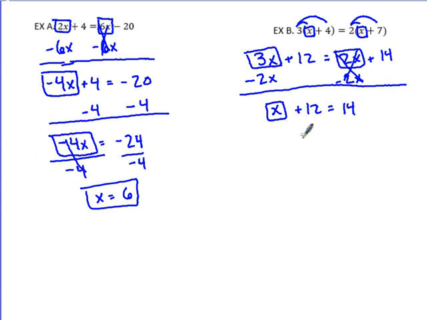All right, the opposite of what's outside the box, so minus 12 from both sides, and I am left with x equals 2. There's no need to divide because there's no coefficient, it's just a 1, so x equals 2. Again, I want you to pause, plug that in, make sure it works.